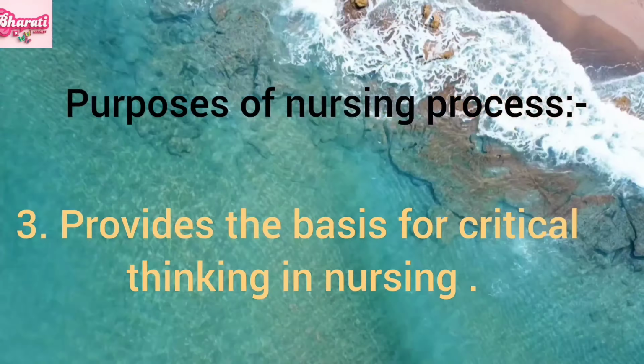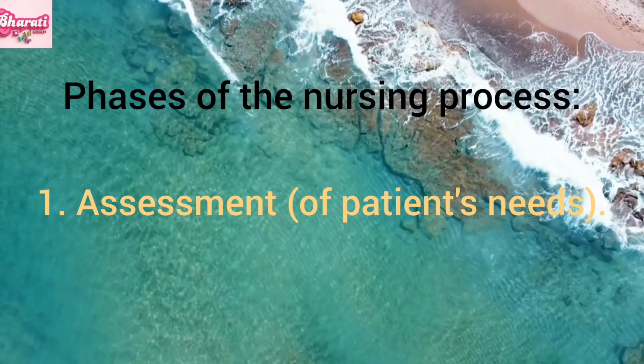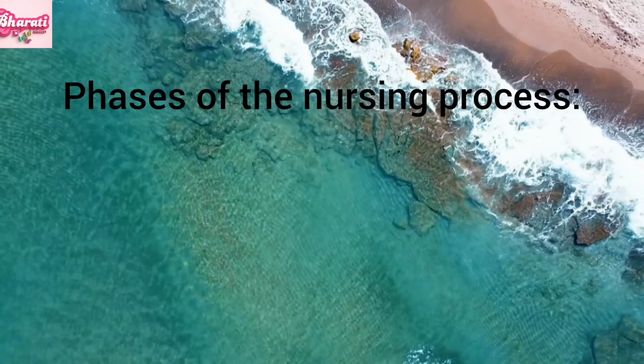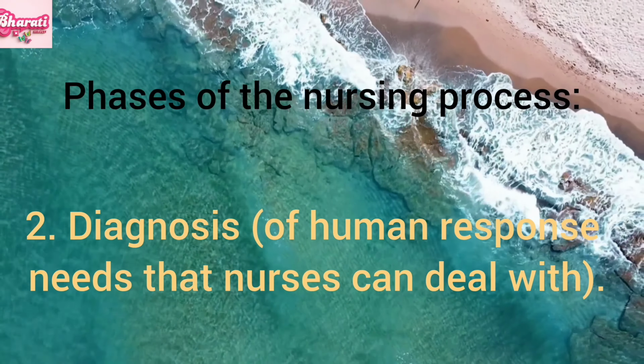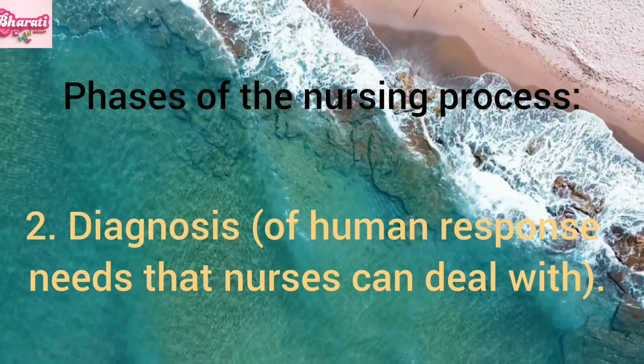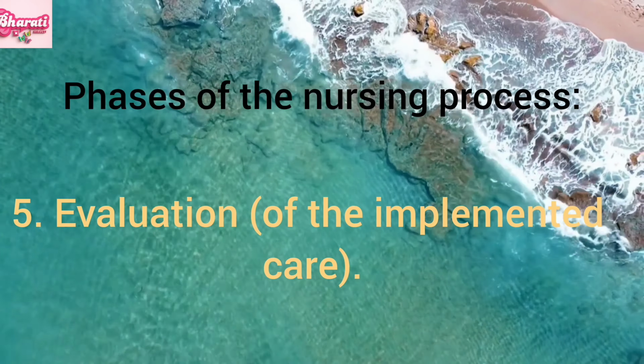Phases of the nursing process. 1. Assessment of patient's needs. 2. Diagnosis of human response needs that nurses can deal with. 3. Planning of patient's care. 4. Implementation of care. 5. Evaluation of the implemented care.